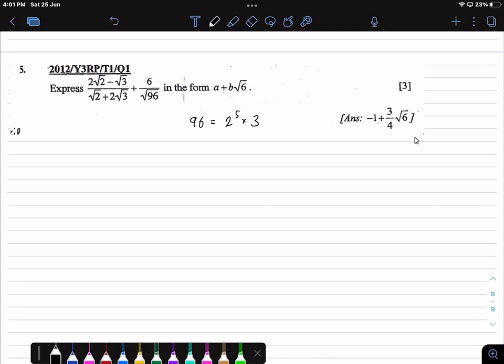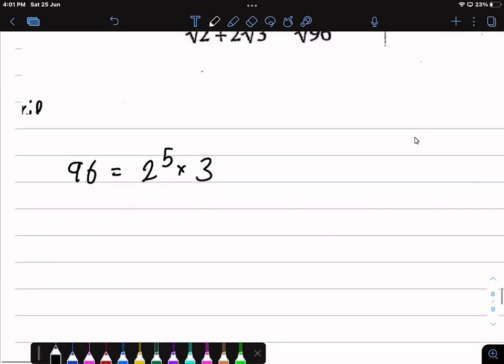Prime factor form. Yes? No? 5. Mic test, can you hear me? Yeah. Is it correct? Check with our calculator. Yes, okay, good. So how do you simplify the square root of 96, right?